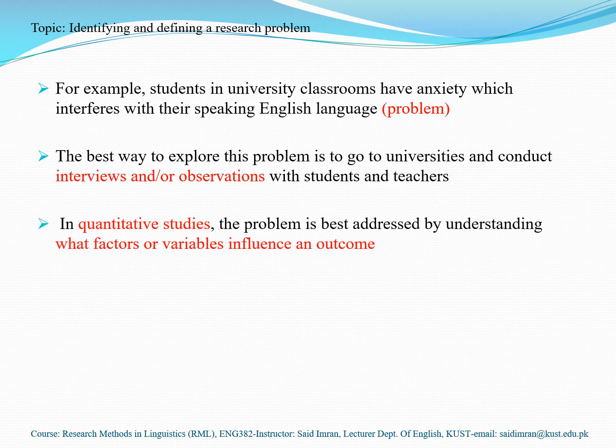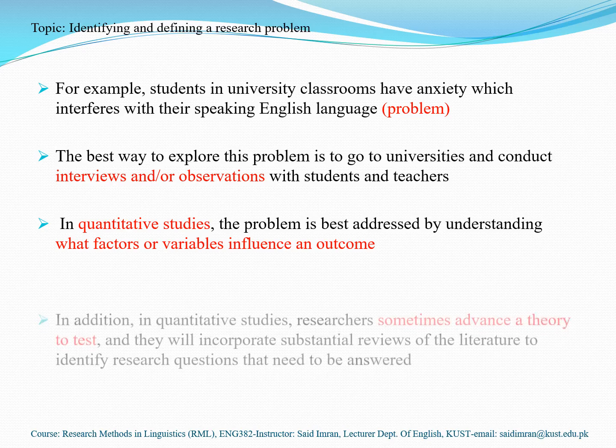As against this, in quantitative studies, the problem is best addressed by understanding what factors or variables influence an outcome. So this is looking at the same phenomena from different angles. In quantitative investigations, the problem is usually addressed by understanding what factors or other variables influence an outcome or result.